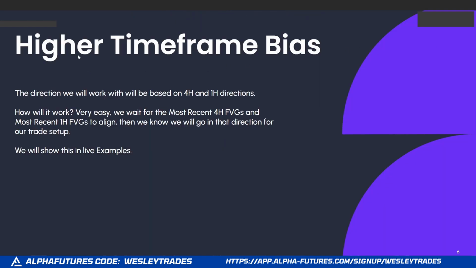The higher time frame bias. The higher time frame bias is simply the overall direction that you will look at for that specific few hours when you look for a trade. Now, the direction we will work with will be based on 4-hour and 1-hour directions, mainly direction with these two together. How will it work? Very easy. We wait for the most recent 4-hour fair value gaps and most recent 1-hour fair value gaps to align. Then we know we will go in that direction for our trade setup. We will show this in the live examples.